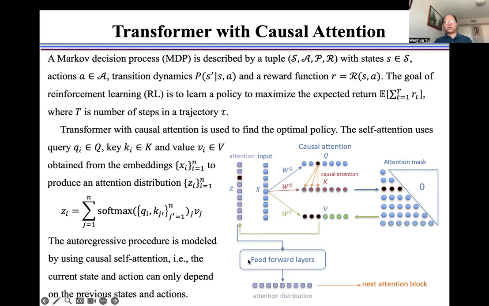And then we use feed-forward layers to generate the attention distribution that is used as the input to the next attention block. The autoregressive process is modeled by using causal self-attention, namely the current state and action can only depend on the previous states and actions.